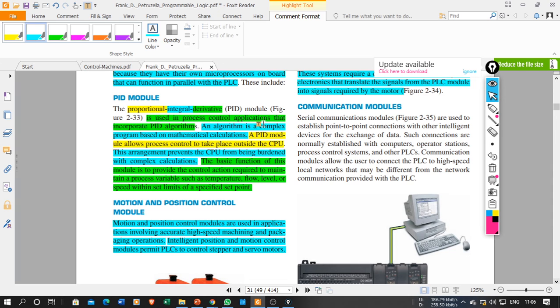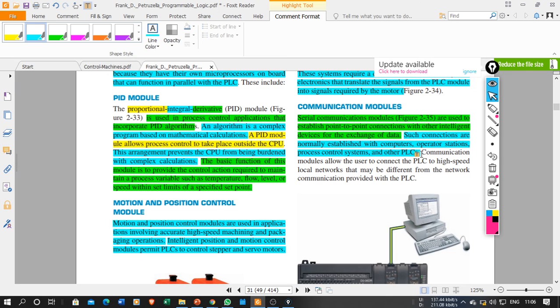The communication module is the commonly used module. Serial communication modules are used to establish point to point connection with other intelligent devices for exchange of data. If I want to exchange data between two systems, I need to establish a communication channel, and to establish it we normally use serial communication. Such connections are normally established with a computer, operator station, process control system, and other PLC communication modules.